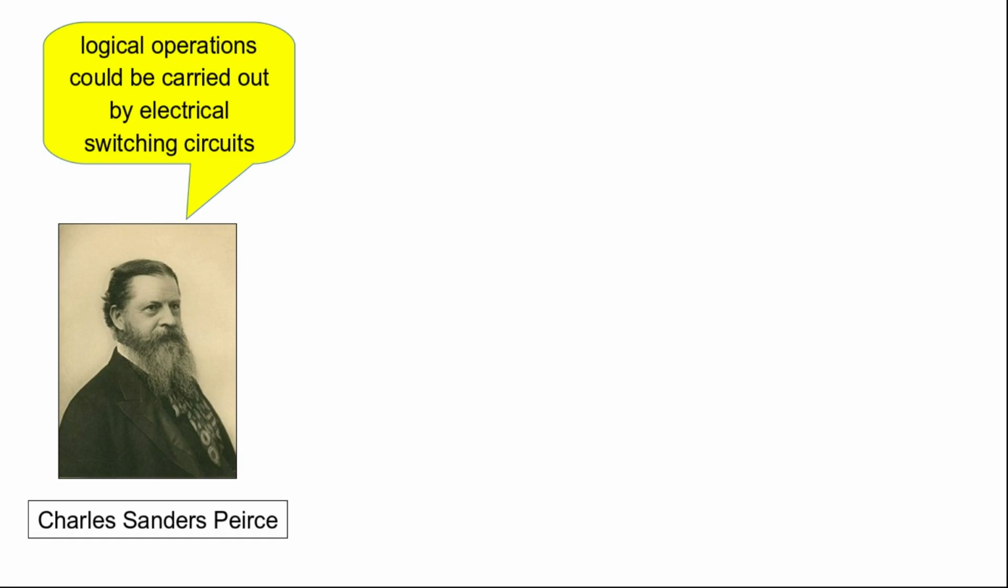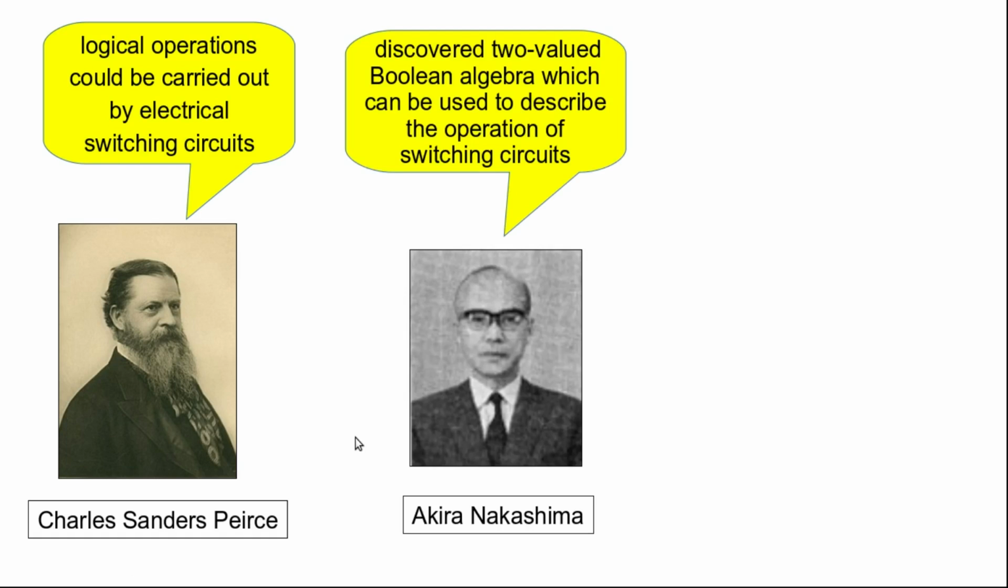This fact that logic operations could be carried out by electrical switching circuits was first determined by Charles Sanders Peirce. This would be Peirce in 1886. His work was further expanded by Akira Nakashima, and he discovered a two-valued Boolean algebra which can be used to describe the operation of switching circuits. Boolean algebra we will look at in the next class.